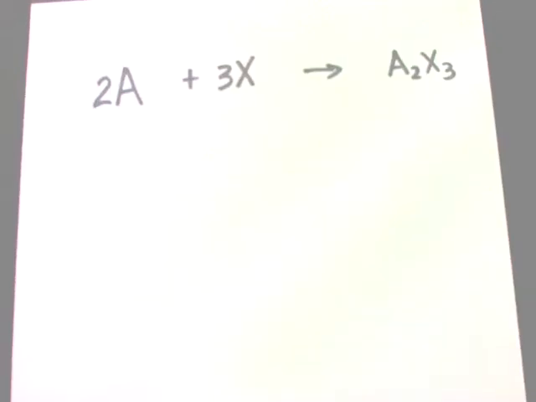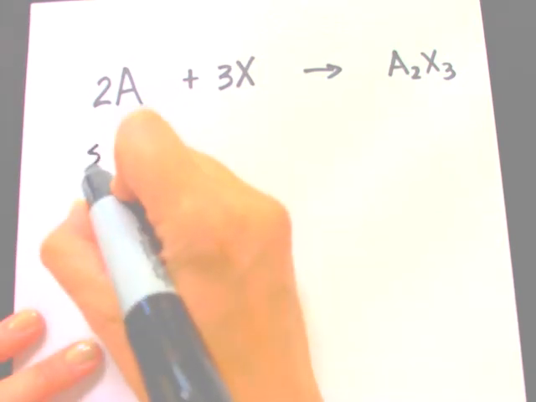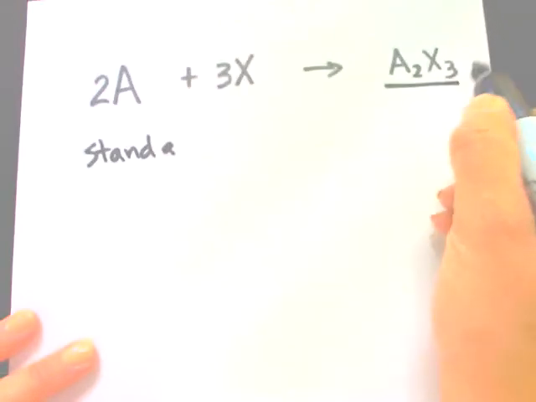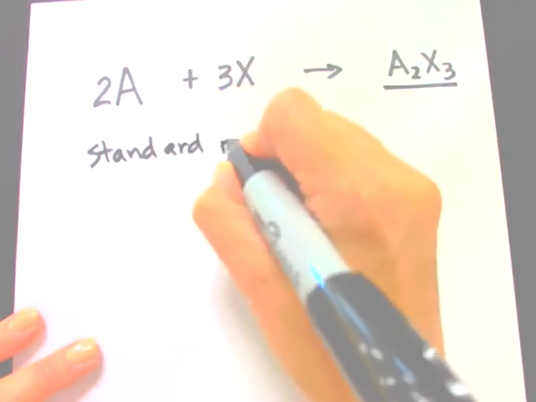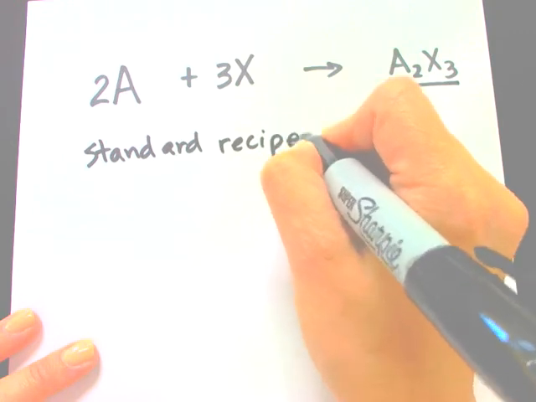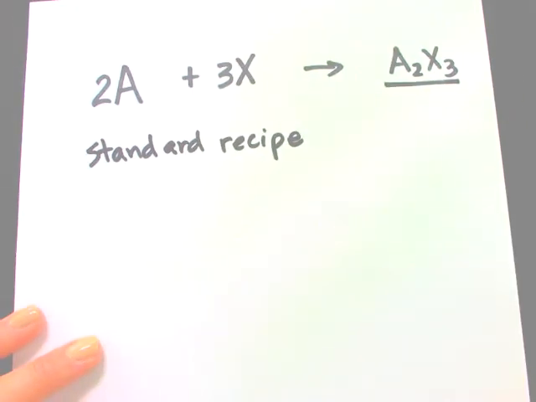There's no such thing as element A. So it's just standing for some substance, and X is standing for some substance, and we're making a new compound A2X3. So the reaction is balanced, and that's a requirement, of course. But we have to remember that this is basically like our standard recipe for making this new substance here. And the standard recipe is always written in terms of moles.